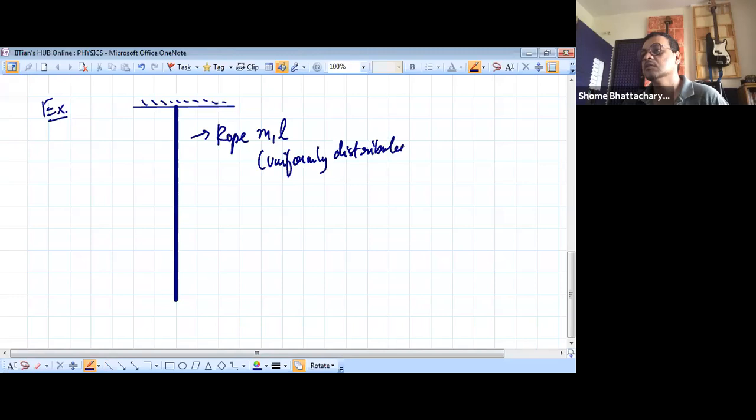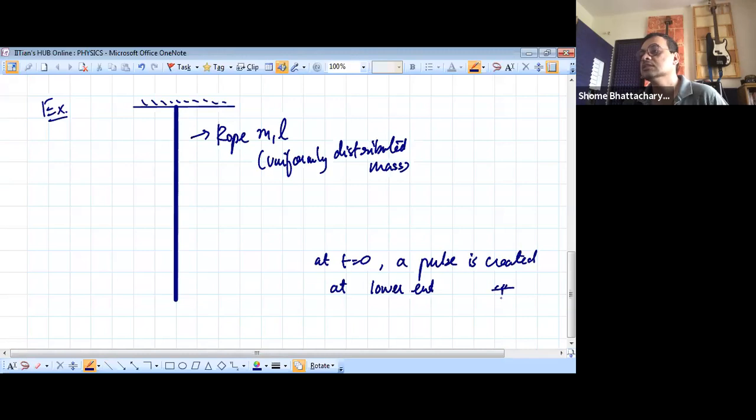Now what we do is, at t = 0, a pulse is created at the lower end. So now as time progresses, that pulse is kind of traveling along the string like this. At some time t it is like this. At t = 0 it was at the end.